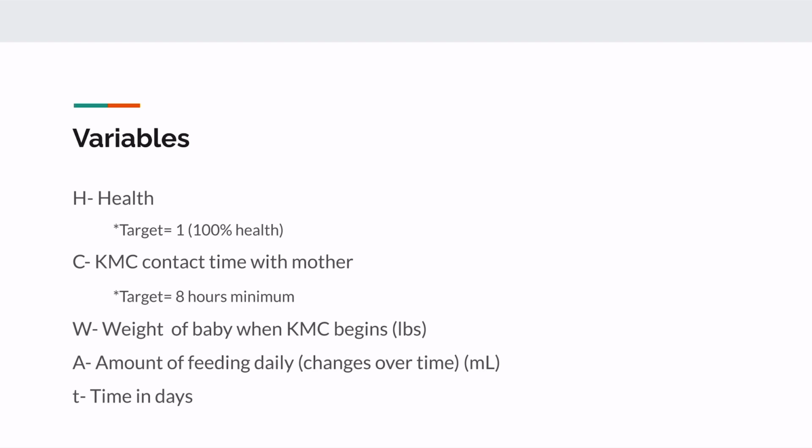First, H was for health. The target would be a score of 1, which is 100% healthy. Second, C was for the KMC contact time with the mother. The target was an 8-hour minimum. Next, W is the weight of the baby when KMC begins in pounds. A is the amount of feeding the baby receives daily, which changes over time as a result of weight and is in milliliters. Lastly, T is time in days.